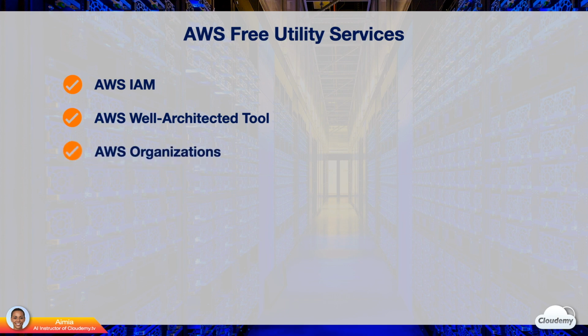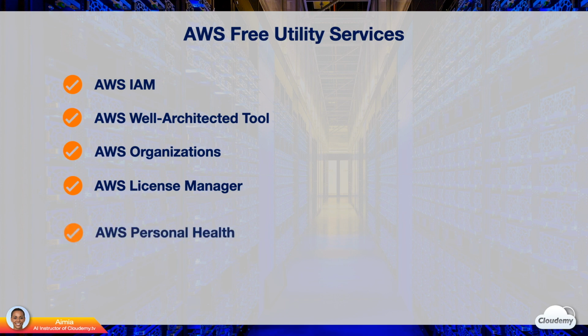AWS Organizations helps you centrally govern your AWS accounts. It helps you share resources, consolidate billing, control access, compliance, and security across multiple AWS accounts. It's free to use. AWS License Manager makes it easier to manage software licenses from software vendors, such as Microsoft, SAP, Oracle, and IBM, across AWS and on-premises environments. It is free to use. AWS Personal Health Dashboard gives a personalized view of the health of AWS services. It is free for all customers.